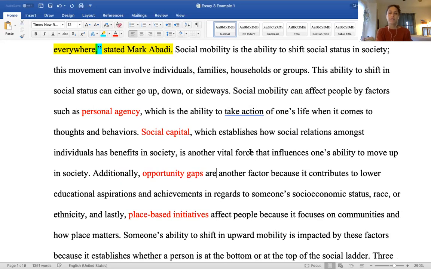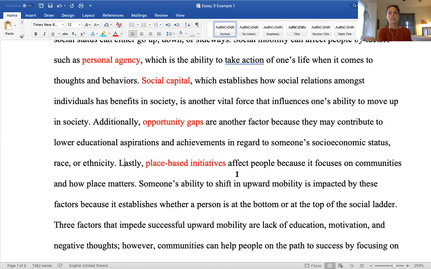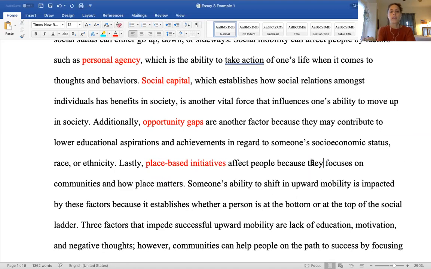Factor because they contribute to lower educational aspirations and achievements in regards to someone's, they may contribute. I put may because it's not always. So we want to stay away from absolutes. That's why we use conditionals like may or could or might. Contribute to lower educational aspirations and achievements in regard to someone's social status, race, and ethnicity, period. Lastly, place-based initiatives affect people because they focus on communities and how place matters.